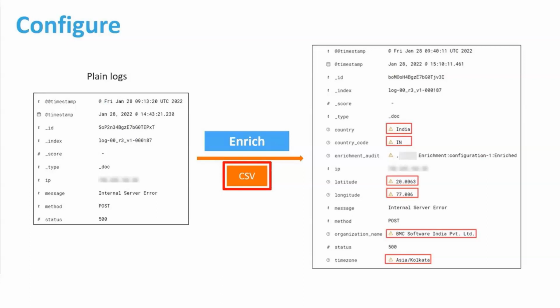But with the help of log enrichment, we can add meaningful context to the logs for enhanced observability and diagnosis. As you can see, we enriched the IP address field in logs with geographical information like country code, longitude, and latitude that you can fetch from a CSV file. BMC Helix Log Analytics adds these additional details in real time.